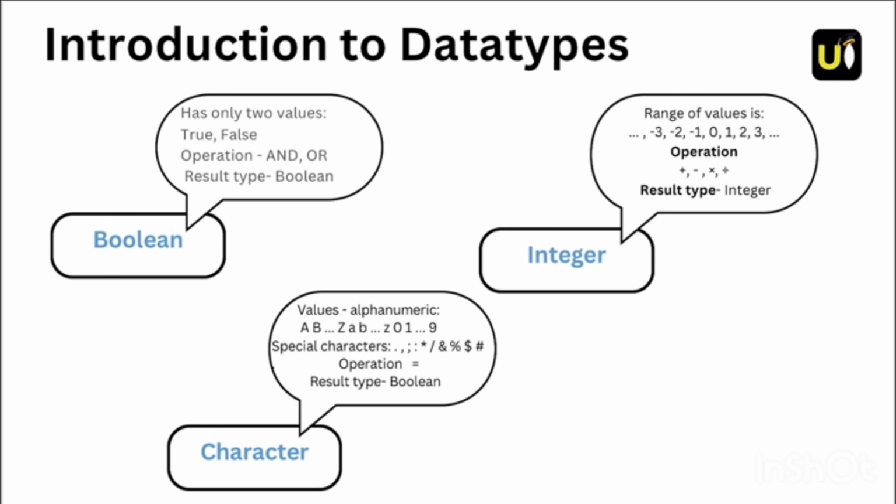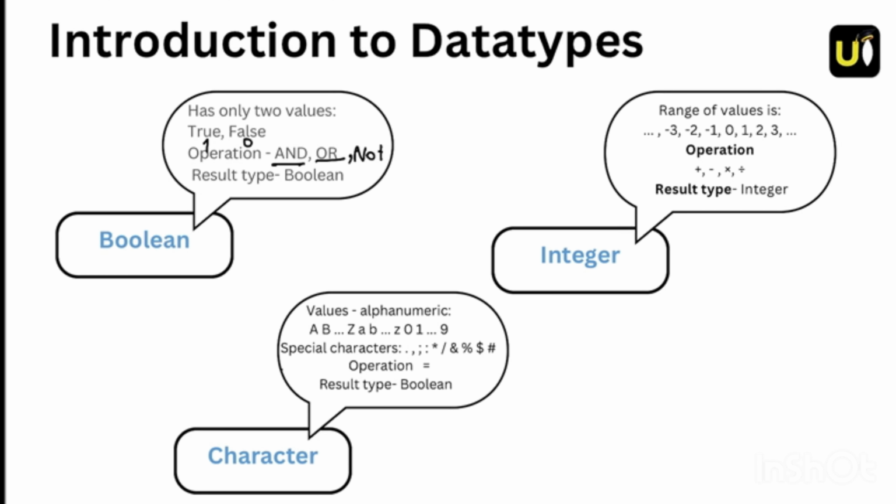The Boolean data type can only have a true or a false value, and the operations are and, or, and the result type is also Boolean. So the result is also going to be either true or false, or either yes or no. A lot of times we code true as 1 and false as 0. So either 1 or 0, or true and false, or anything like that, only 2 values.